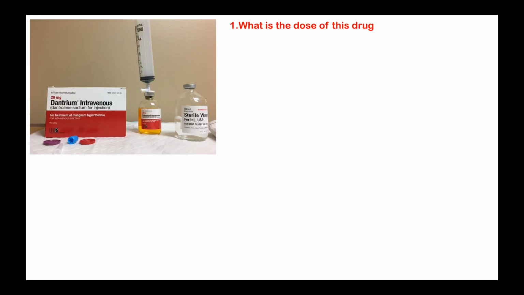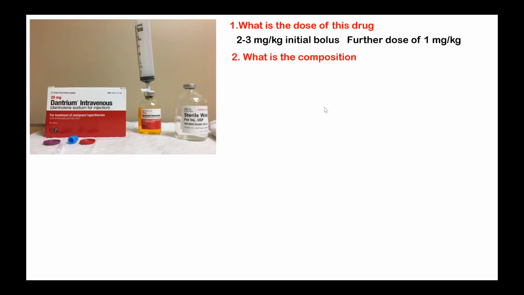What is the dose of this drug? Sir, 1.5. Dose is 2.5 milligram per kg initially as a bolus. Further, then you have to give 1 milligram per kg.